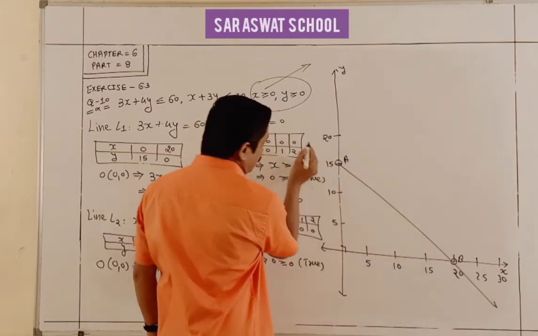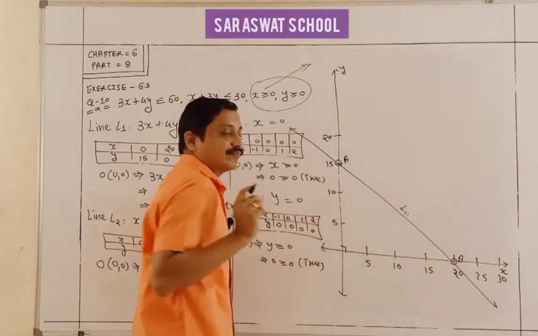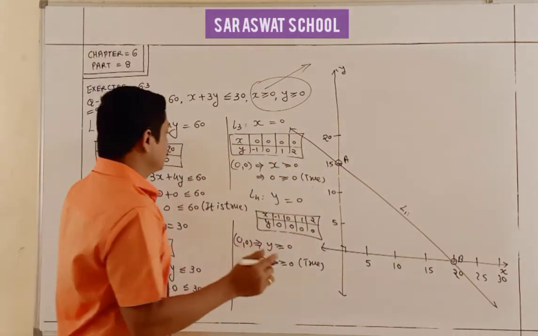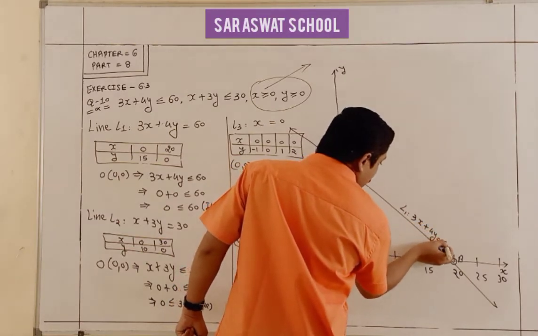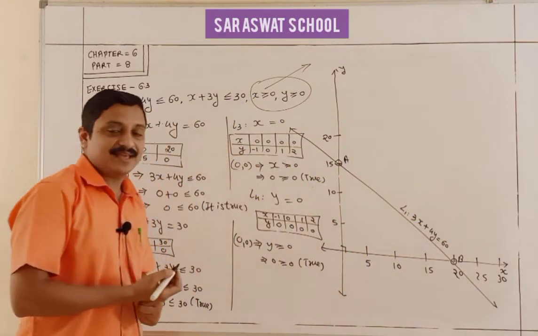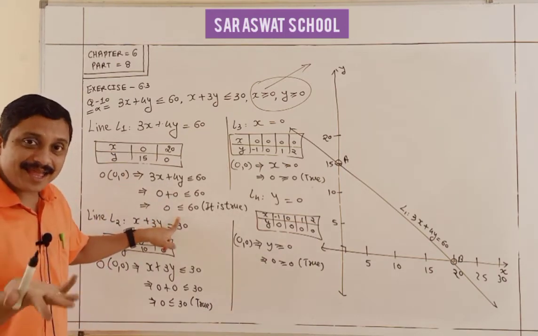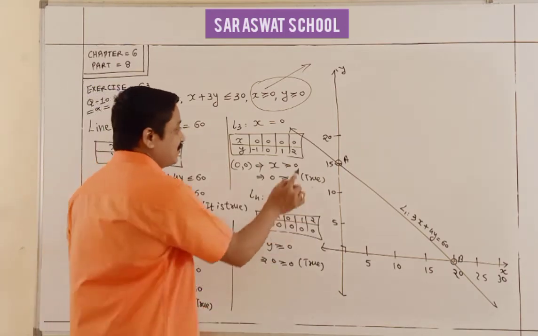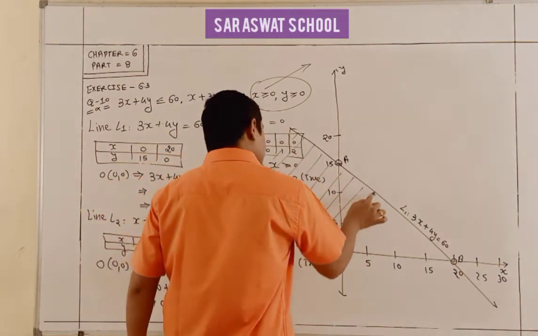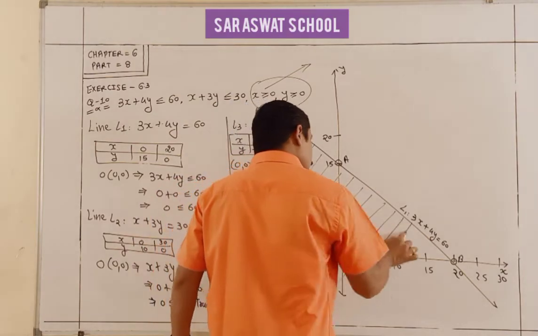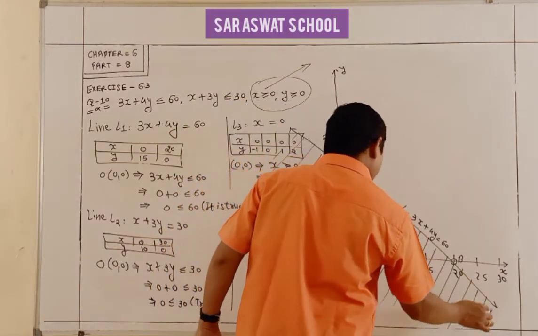And surely you get here the line for L1, whose equation you know is 3x plus 4y is equal to 60. Now, students, check: it is the origin side that is going to be shaded. Yes, it is true. So this way you make the shade on the origin side. That's nice, our first shading.